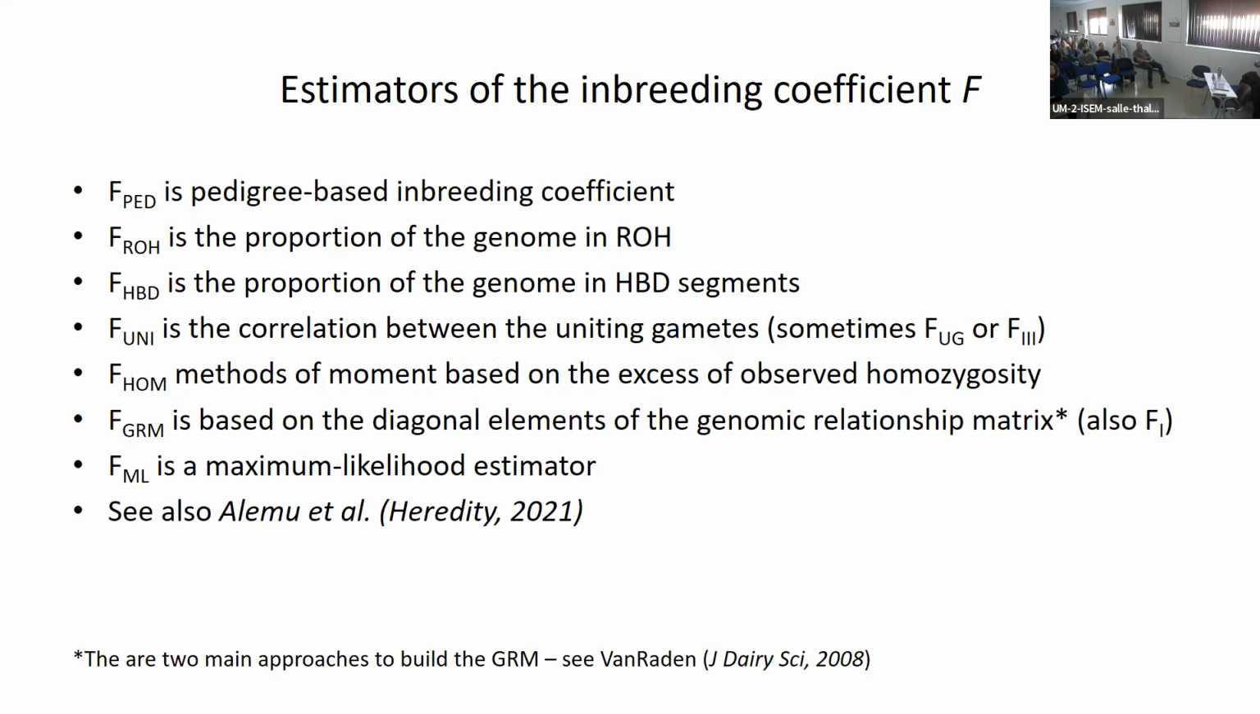Before showing how we can do that, I would just say that there are many different estimators of the inbreeding coefficient. The first one is the pedigree-based, which is based on the genealogy. Then you have those based on the HBD and ROH that I will explain briefly. Then you have a lot of molecular approaches, which are all a bit different, based on the united gametes, on the homozygosity, on the genomic relationship matrix, on a maximum likelihood estimator. And so they all have different properties. And we give a few explanations in a paper here.